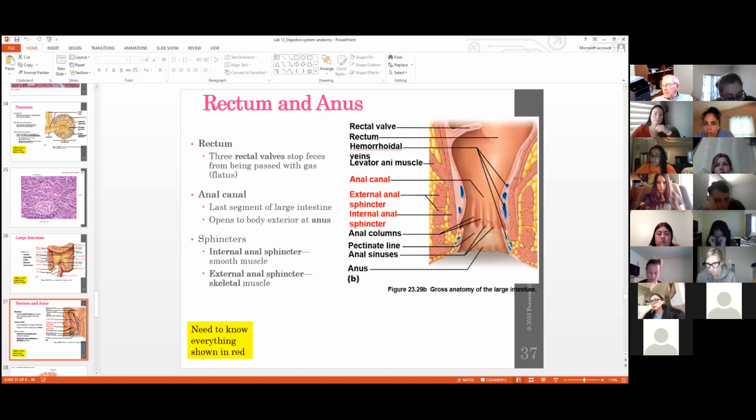This one, internal muscle. So this is the involuntary smooth muscle of the anal sphincter. This is the voluntary skeletal muscle of the anal sphincter. These would be circular muscles that go around the anus. These are muscles that line the outside of that anal cavity.